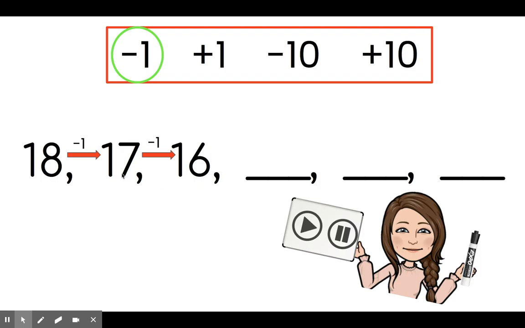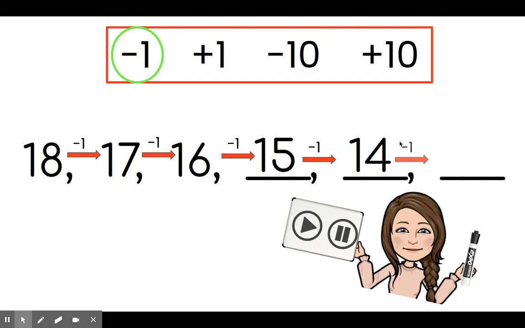18 subtract 1 is 17. 17 subtract 1 is 16. We need to continue this pattern. So 16 subtract 1 is 15. 15 subtract 1 is 14. And keeping with our pattern, 14 subtract 1 is 13. How did you do? Were you able to complete this pattern? Good work. Wipe your whiteboard clean and let's look at another one.